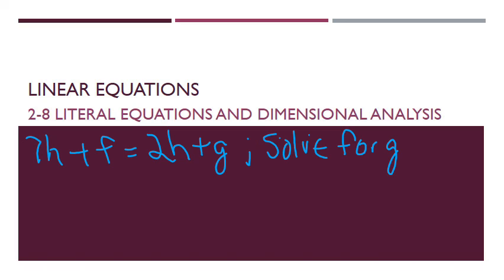Okay, so hopefully you've got this written down. I'm looking forward to seeing your answer as you solve 7H plus F equals 2H plus G, where you're solving for G.